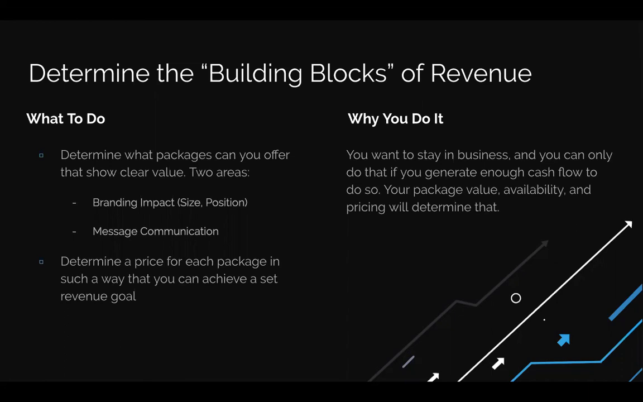So what we want to do is determine what packages we can offer that show that clear value that we talked about on the previous slide. There are two areas that I think are very helpful to build packages around. One is branding impact, so basically size and position. There are two primary kinds of buys. One is branding, where somebody's really trying to make an impact, establish themselves as a leader in their field or their town. You can do that with the size of a display ad, the position on the page, or the prominence of any sponsored content that you're running for them.